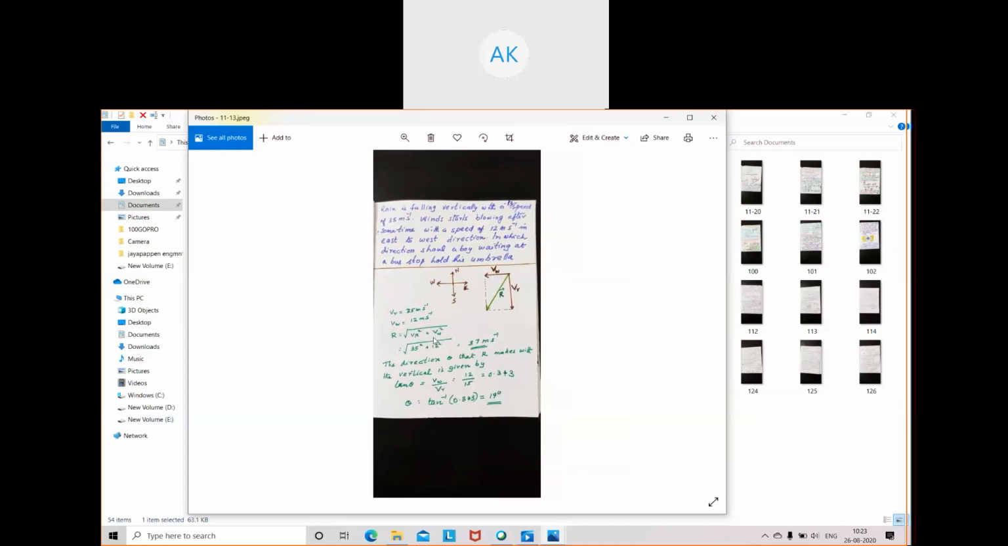It is a problem which is discussed in your textbook. The textbook worked out problem is this. So go through that.